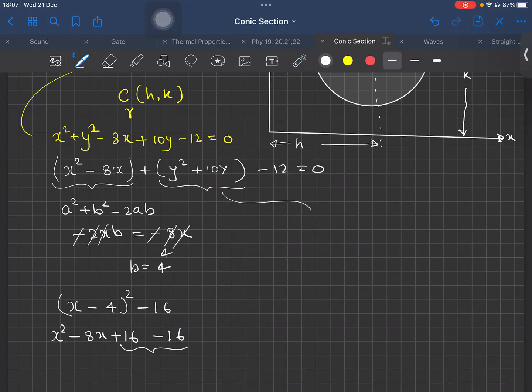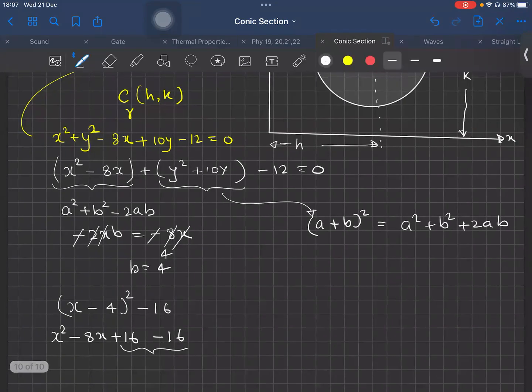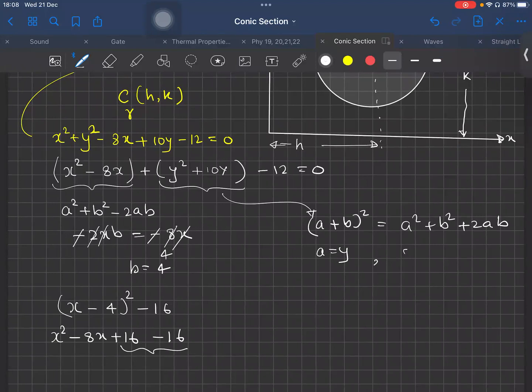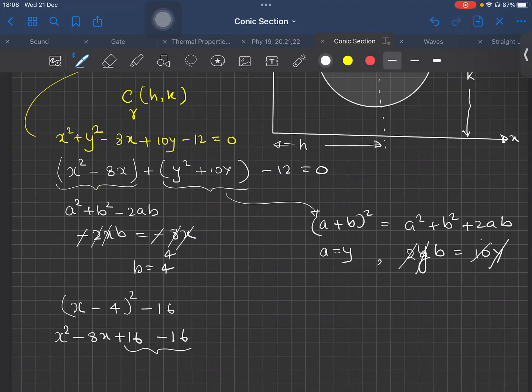Again, to make it a perfect square, you need to write this in the form of a square plus b square plus 2ab. A perfect square is a plus b whole square, or a minus b, it doesn't matter. You can write minus also or plus also. So here a is equal to y and 2ab is equal to 10y is given, and a is y, right? So y will get cancelled, and b will be equal to 5. So you can write (y plus 5) whole square minus 25, right? Because if you are making the second term a perfect square, this is y square plus 25 plus 10y, right?